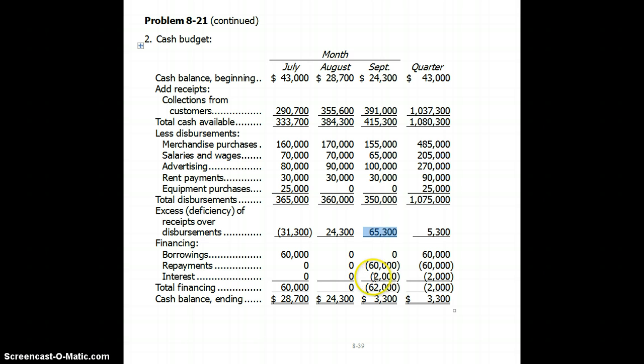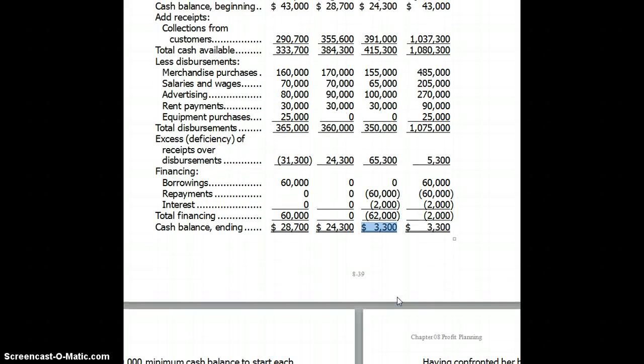We then subtract out first interest when we make debt service payments. The first amount of money is allocated to interest. They tell us $2,000 of interest will be paid in June. If we were to repay $60,000 of the total loan balance, we'd have total debt service or financing payments of $62,000. Leaving us with an ending cash balance of $3,300. Now, the book tells us that the bank requires us to maintain a minimum balance of $20,000.